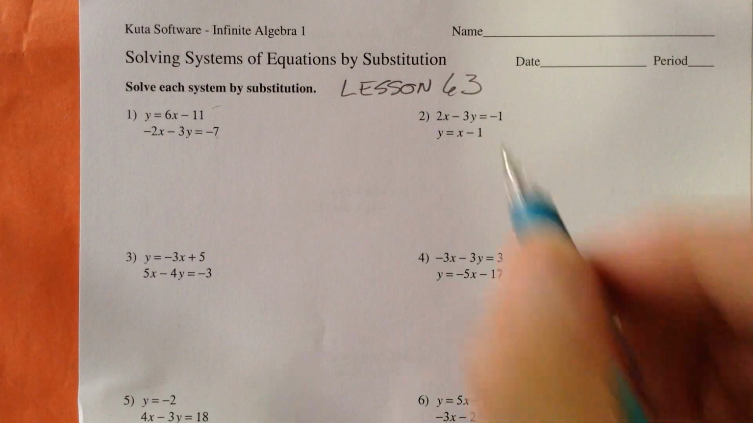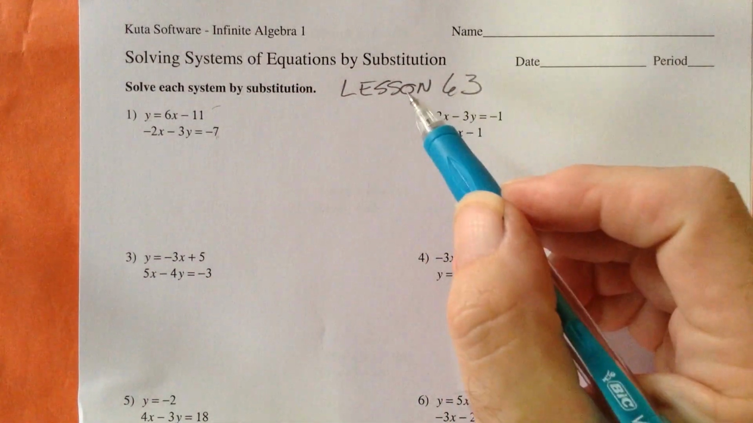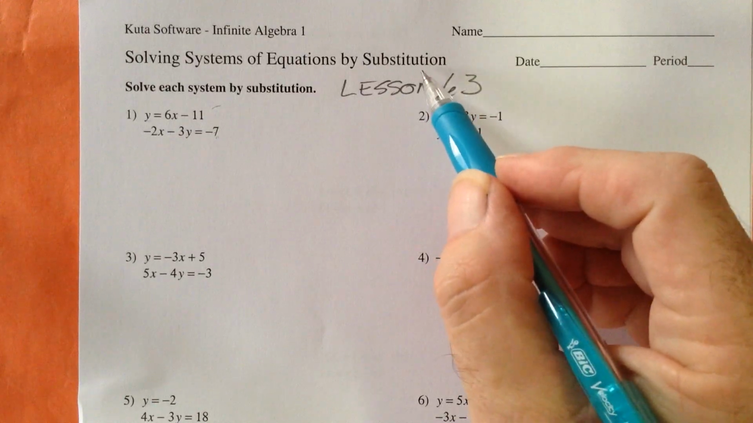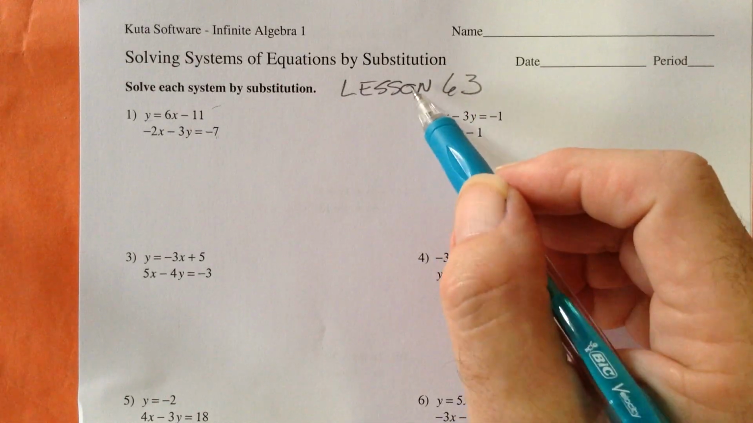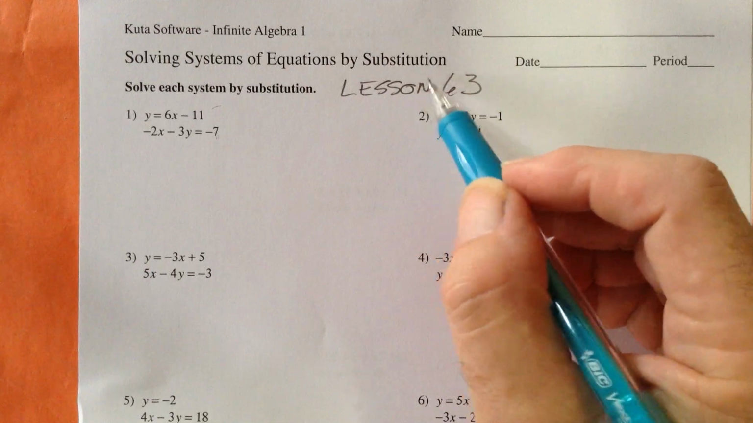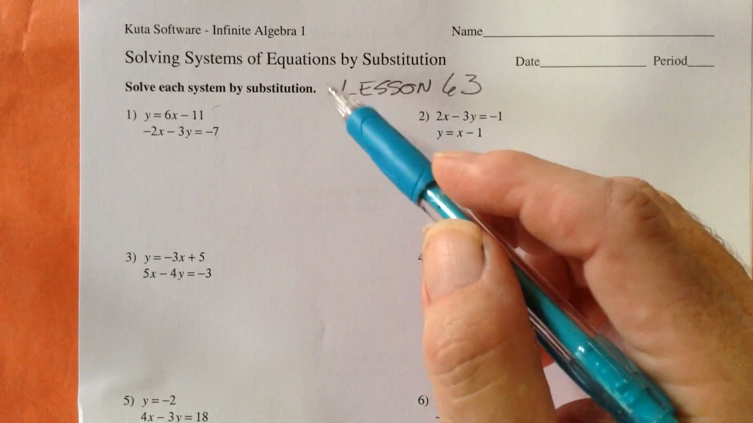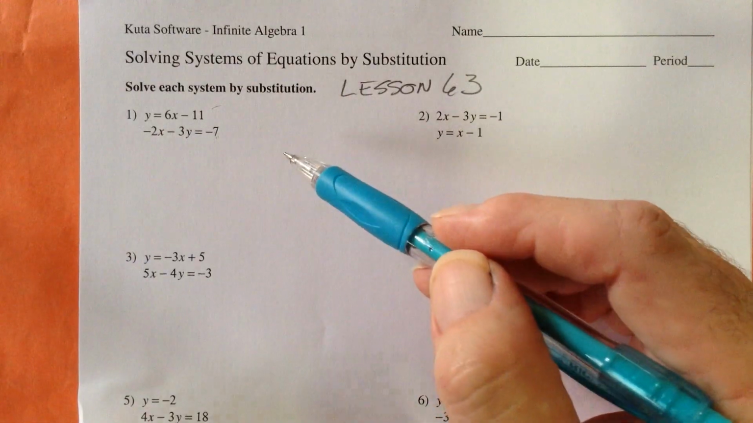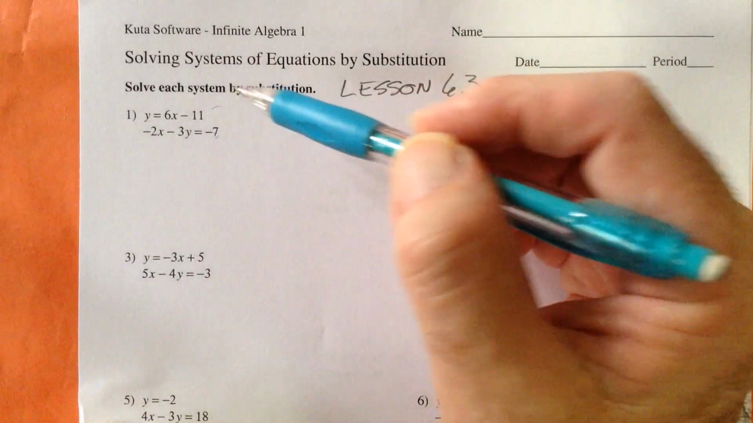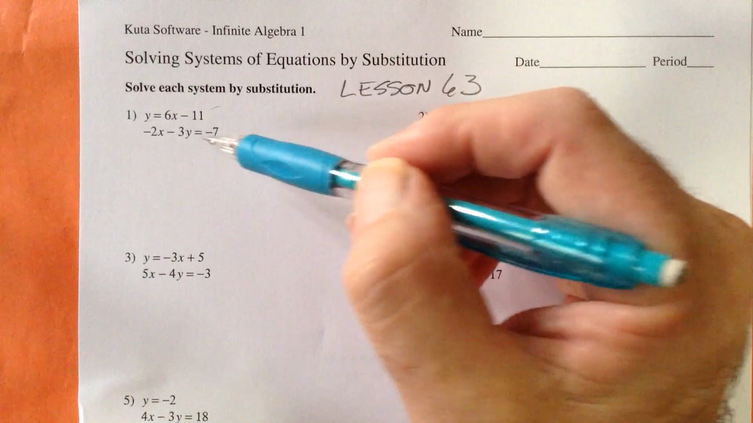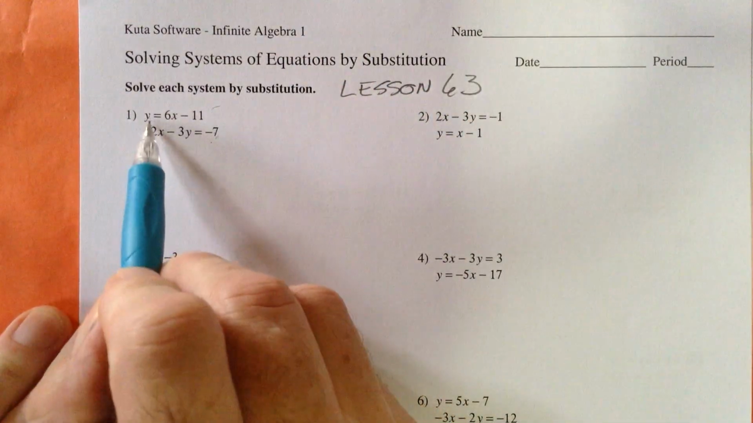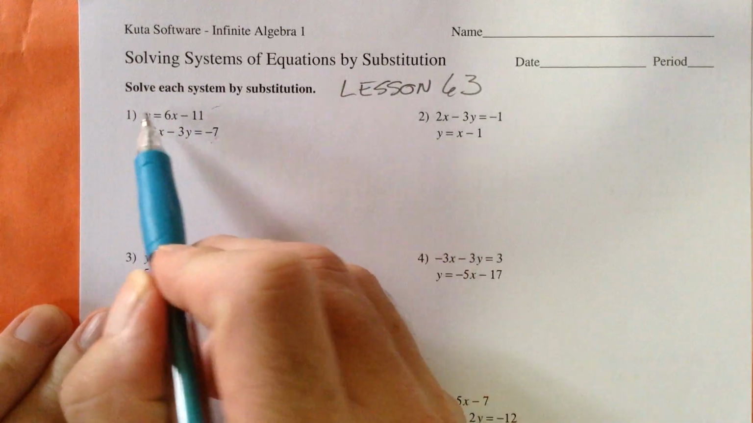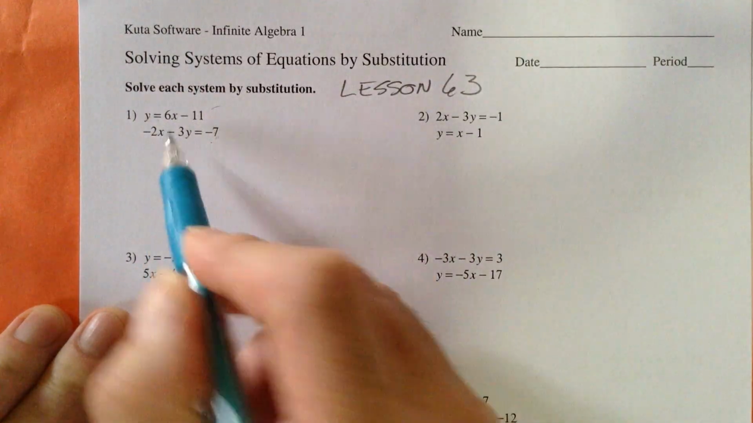Okay, this is lesson 63, solving systems of equations by substitution. The last one was solving by graphing, and then another way is by elimination. So there's more than one way to solve these things. But this one here, these are two linear equations, and you can see this one is set up, y equals 6 times x minus 11. It's set up as a linear equation.